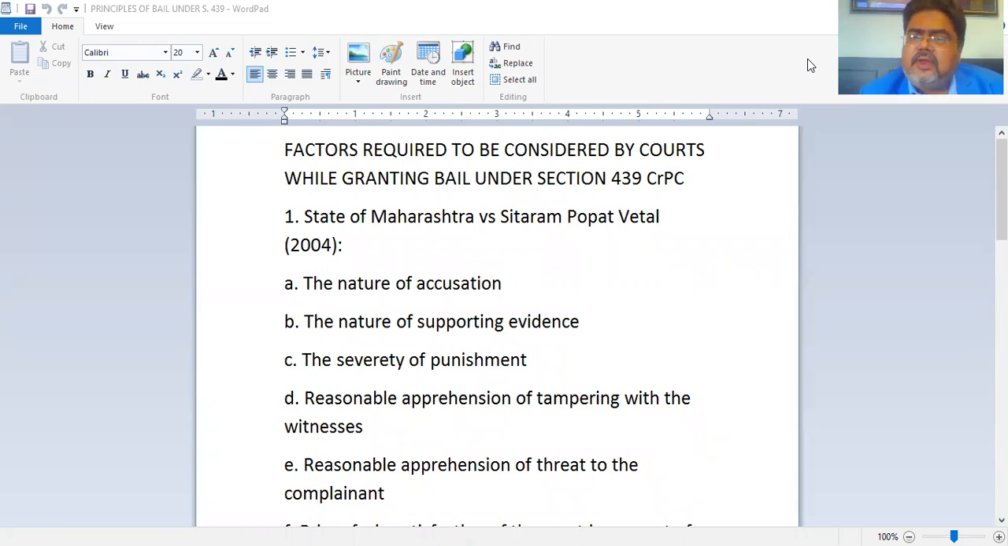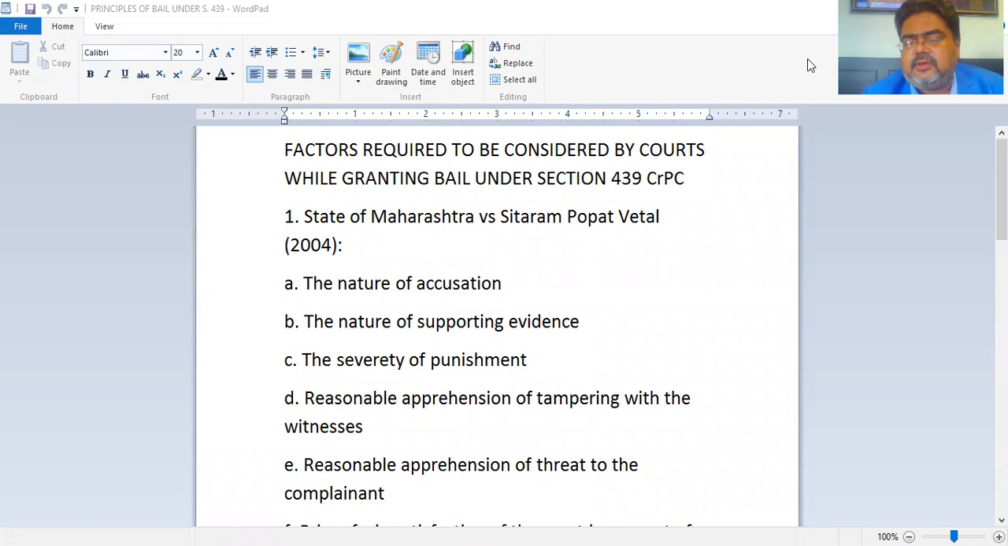The second is the nature of supporting evidence. Now, if it is the initial stage, the investigation is yet to be completed. So obviously, all the evidence is yet to be brought on record. But there must be some material evidence, some solid piece of evidence that indicates the involvement of the accused. So some supporting evidence. And what kind of supporting evidence is available on record? So the judge has to see this also. What is the nature of accusation? What is the nature of supporting evidence?